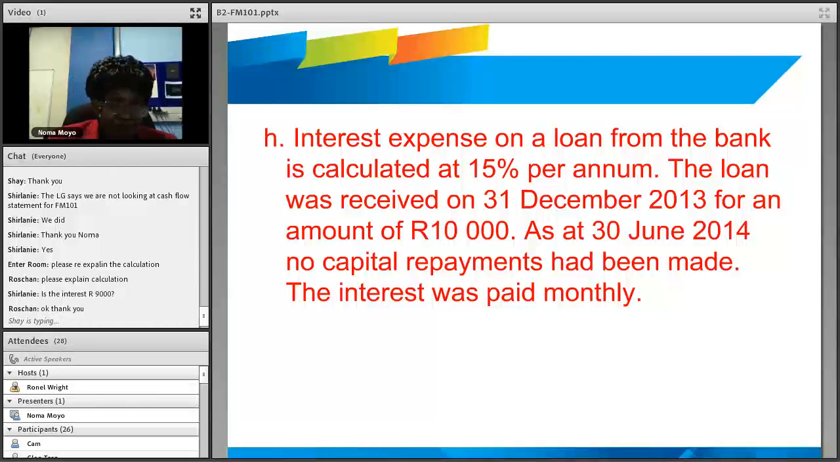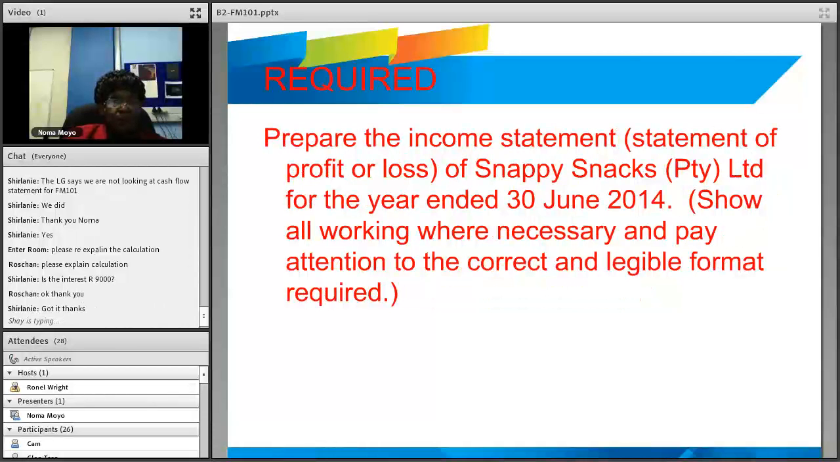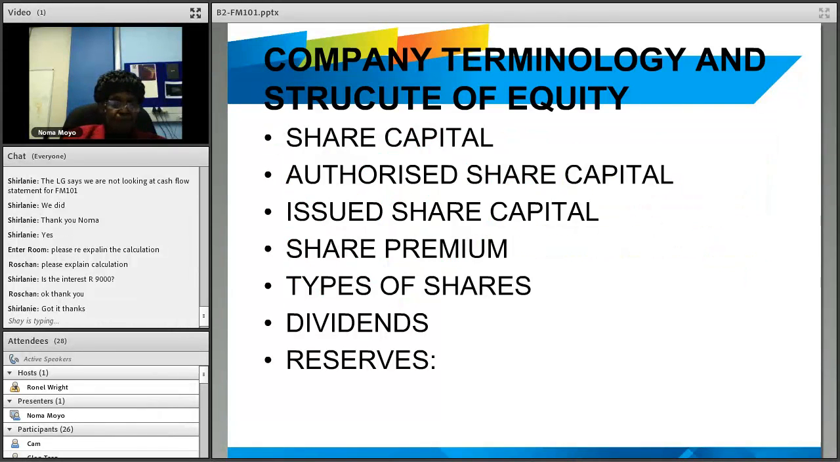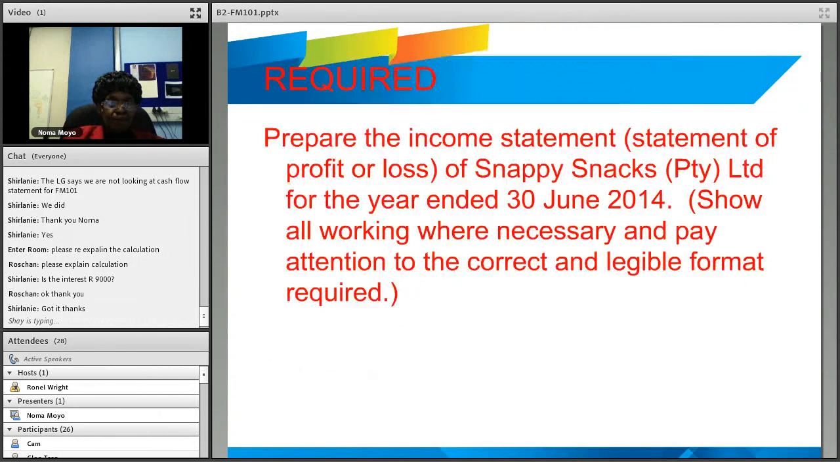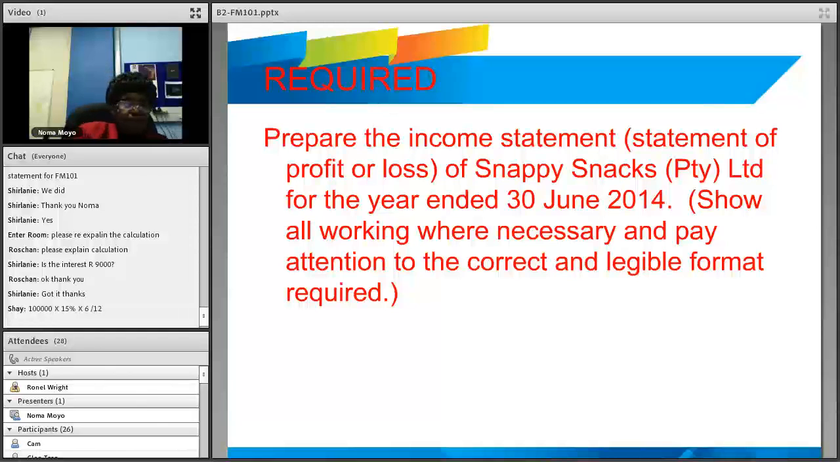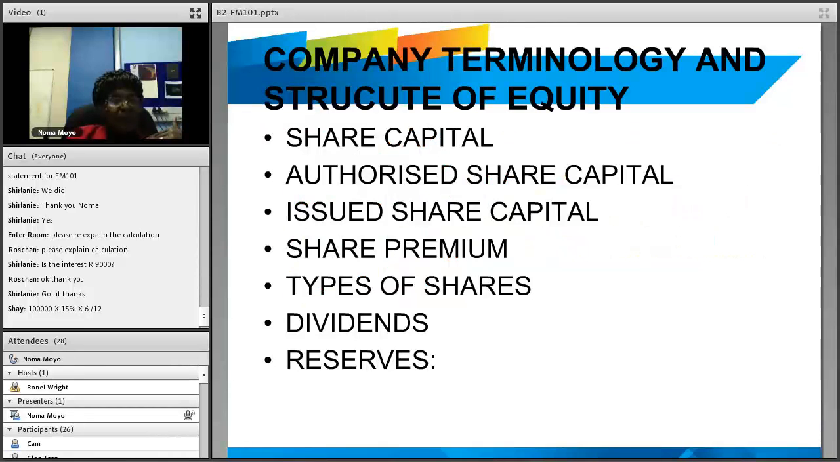Let me move. We might not finish. Shay is typing. Yes, good. That's you, Shay. Very good. You were supposed to come up with an income statement. I picked this from a paper in 2014. That's how it was, so I thought I should explain it.